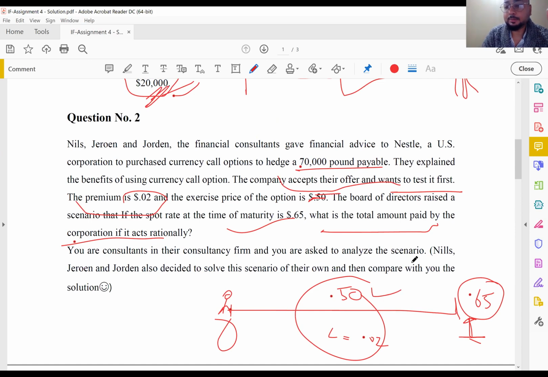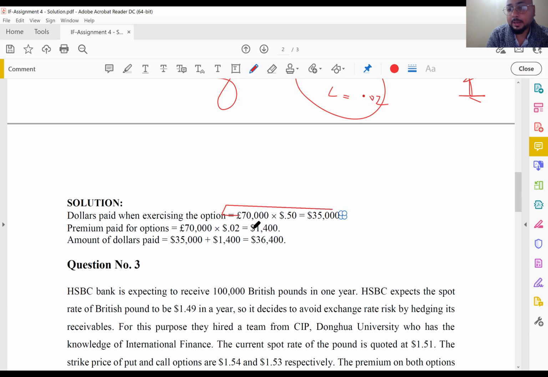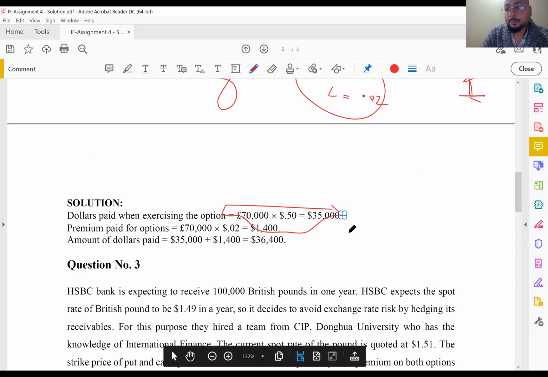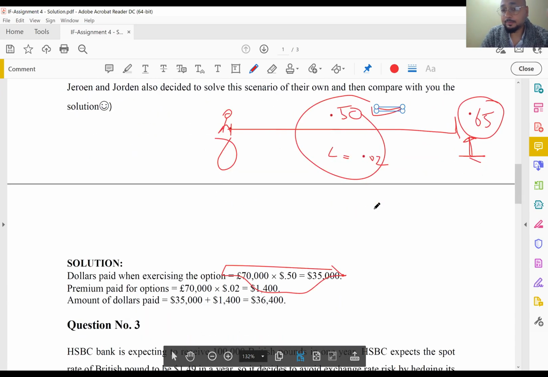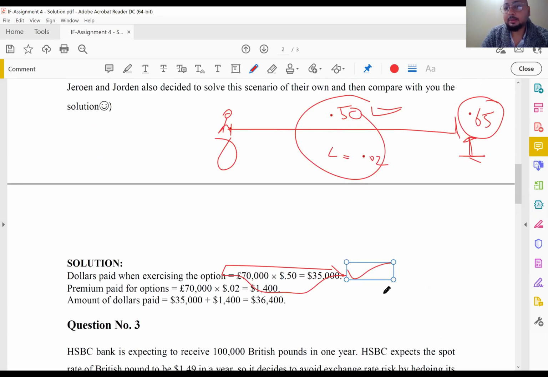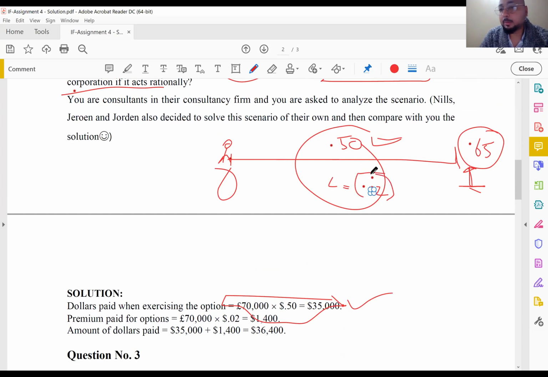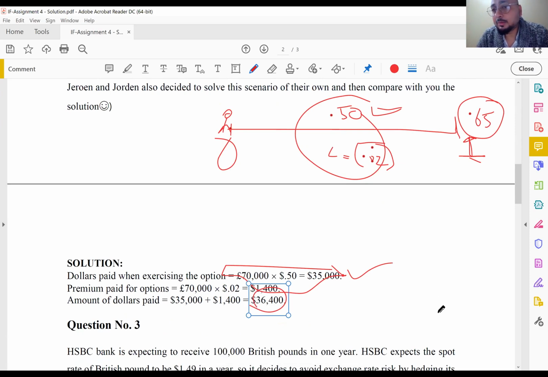They will purchase the 70,000 pounds at 0.5. So the payment price would be 35,000, and the premium price, on every pound you pay 0.02, you multiply it with 70,000. So what is your cost? $36,400. And what if this question tells you how much is the profit?